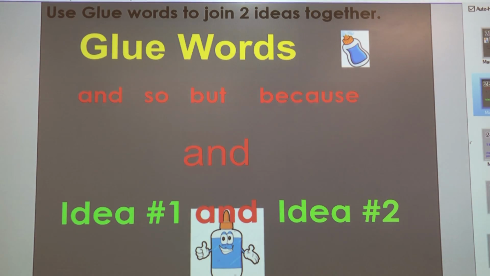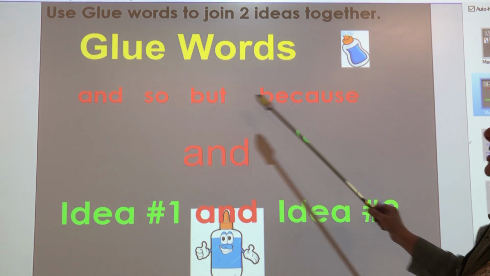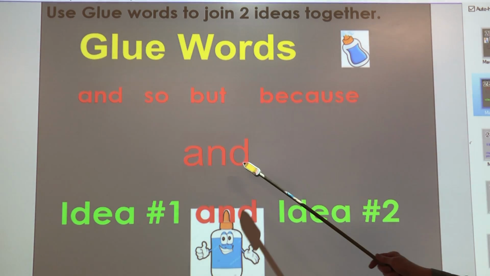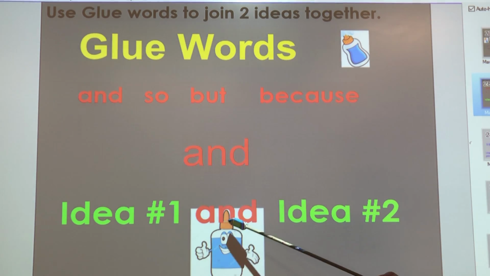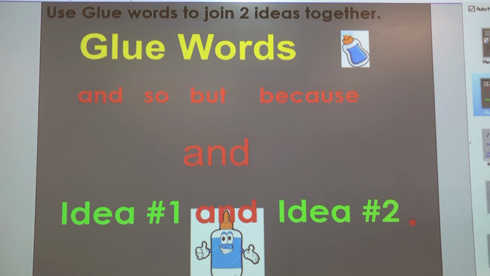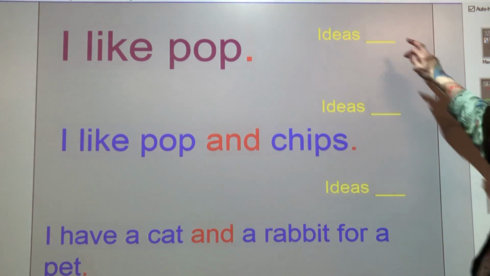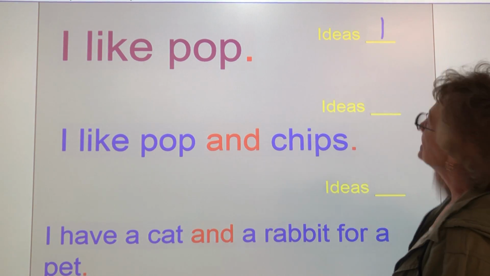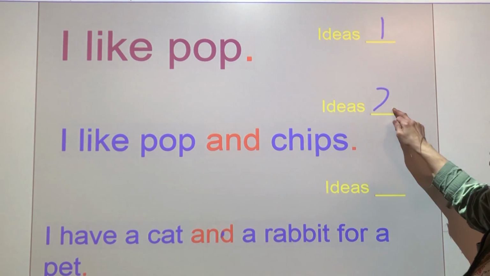When you're writing, I'd like you to remember that you can glue two ideas together with glue words. Glue words are and, so, but, or because. If you use the word and, I wanted to show you, you have one idea, and is the glue word, the second idea, and then you must have a period. Let's take a quick look. I like pop. We have one idea. I like pop and chips. Two ideas.